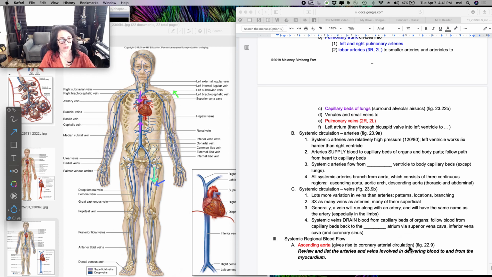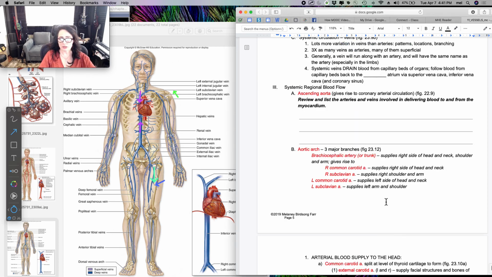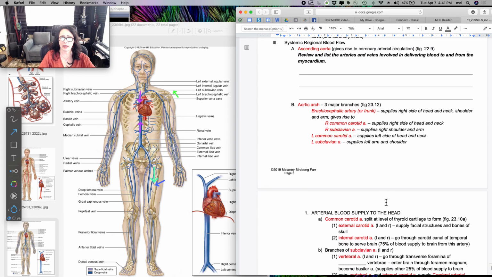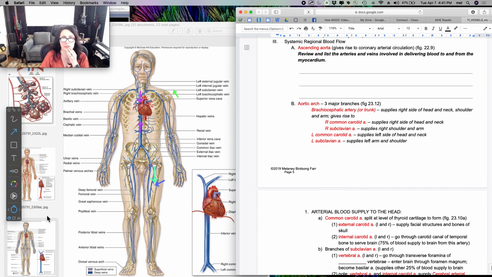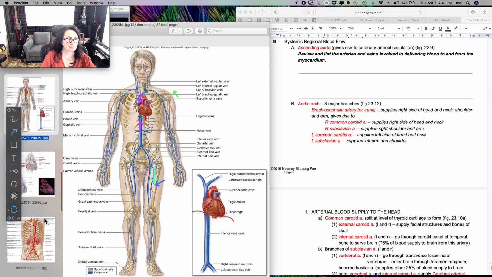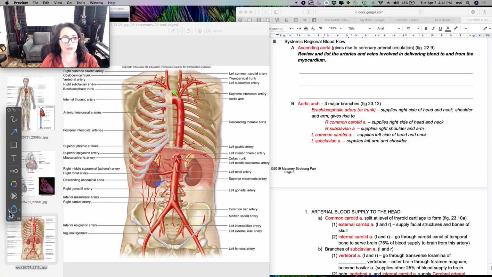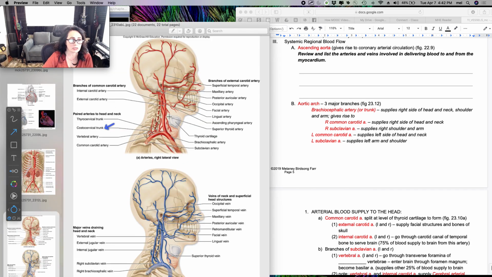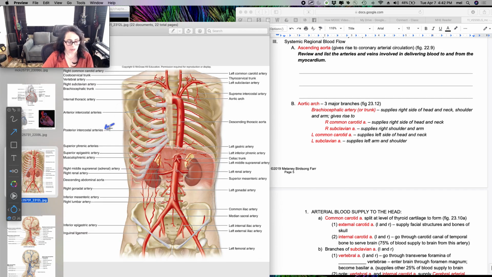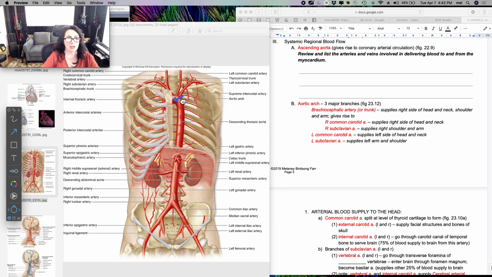Okay, so let's do a little bit of the blood flow. All right, so we're going to talk about systemic regional blood flow, and basically the way that I teach this is I'm going to talk about all of the major vessels as they come off of the aorta, okay? So since we're talking about systemic circulation, we'll start with systemic arterial circulation. And when we're talking about systemic arterial circulation, we start at the aorta.